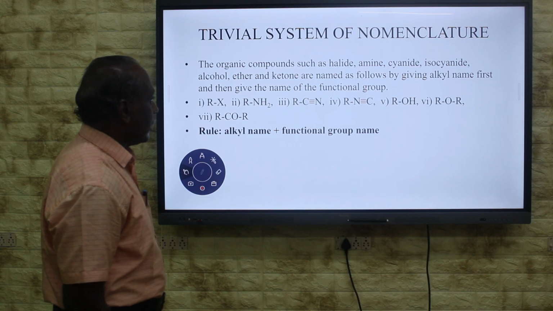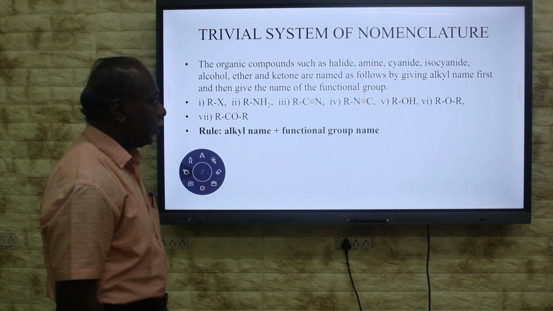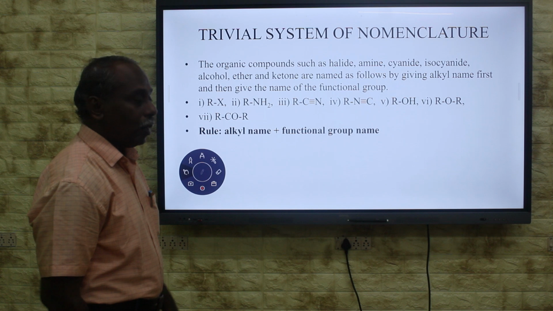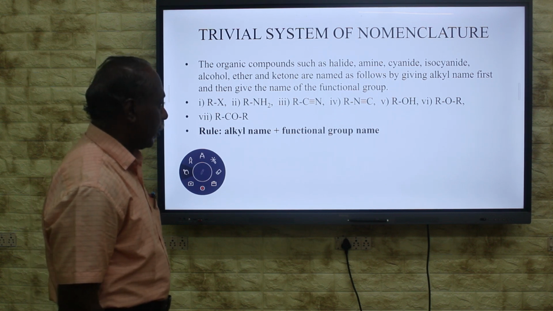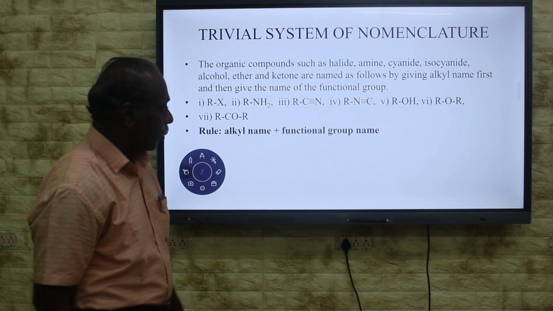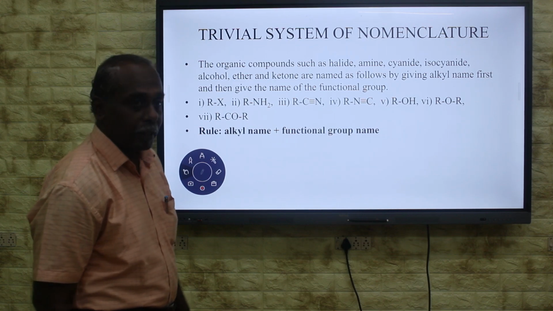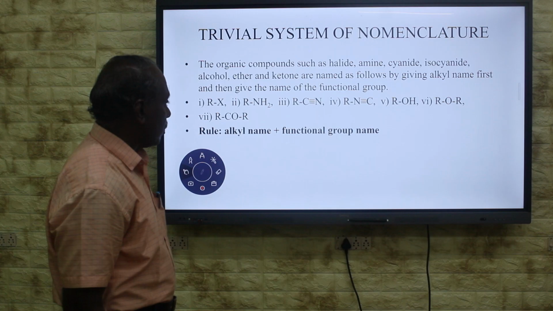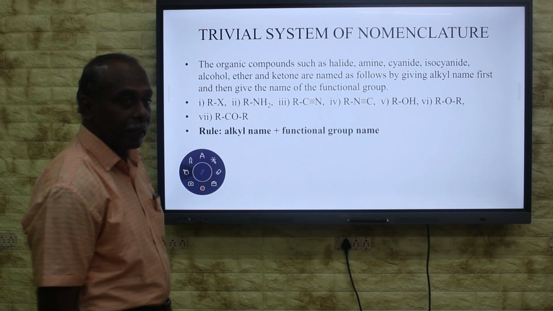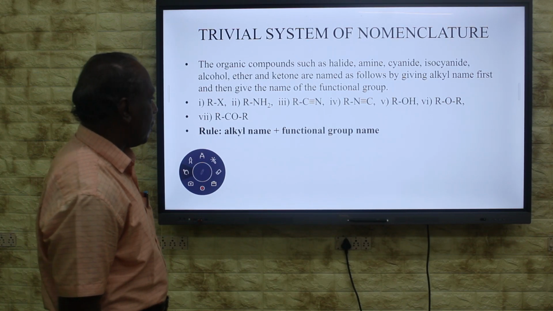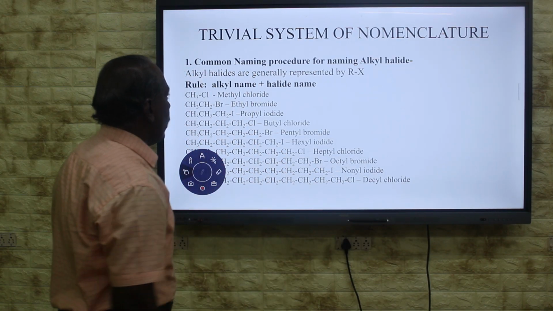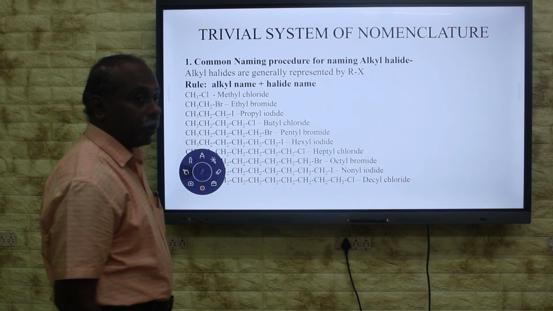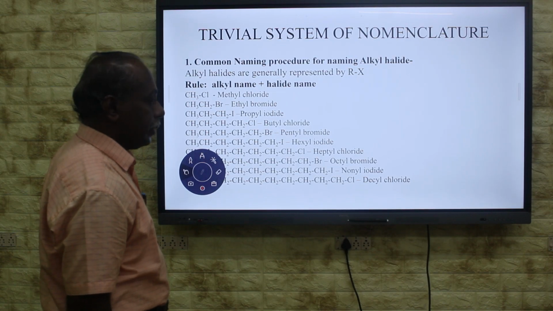These are some organic compounds. They have some functional group. Those compounds are named by the following rule. The alkyl name is given first, then the functional group name is given as a suffix. These are added to the alkyl name, and you get the trivial name of the compound. I will give one example: the common naming procedure for alkyl halide.